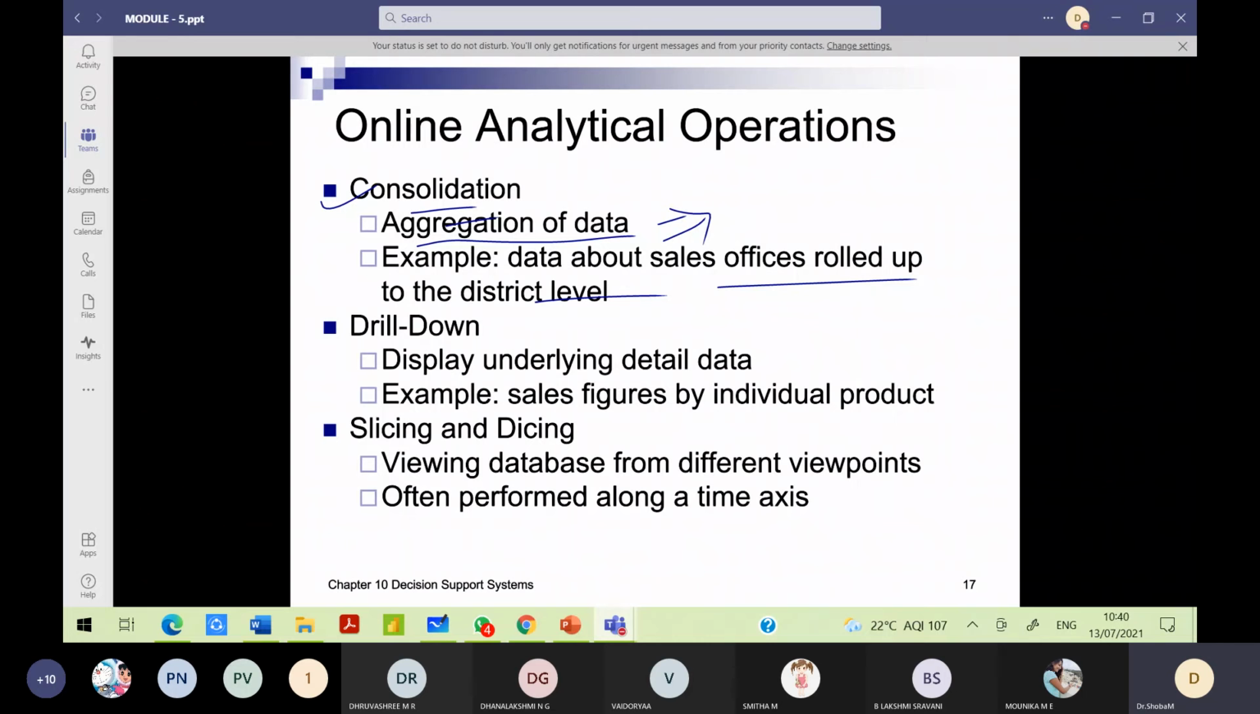So this is one. Next is drill down. What is drill down? It displays underlying detailed data. Example, sales figures by individual product. Now assume that the interviewer is impressed by knowing your aggregate for the 5 semesters. He or she will be very smart.